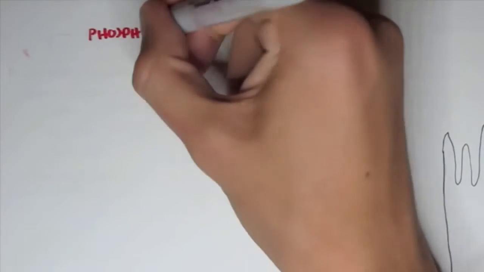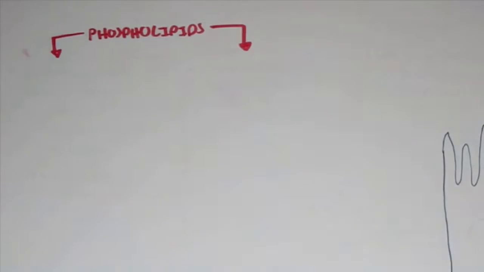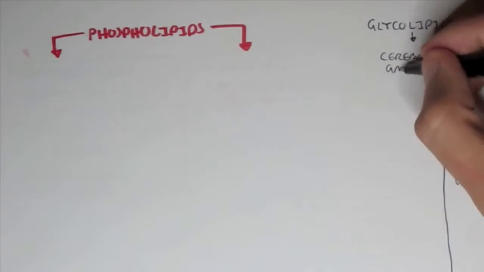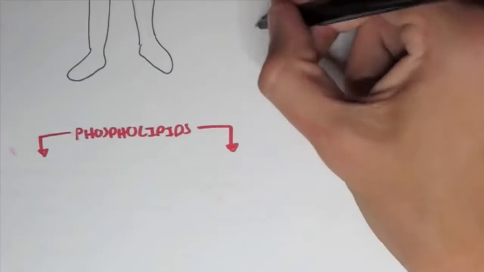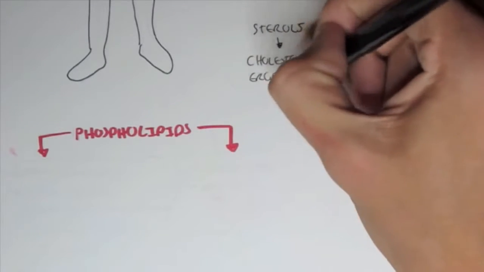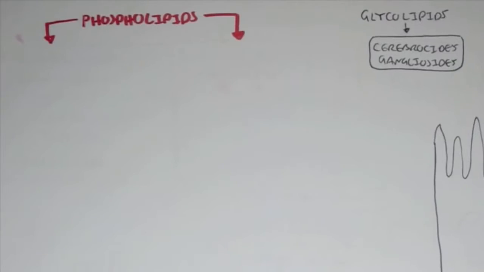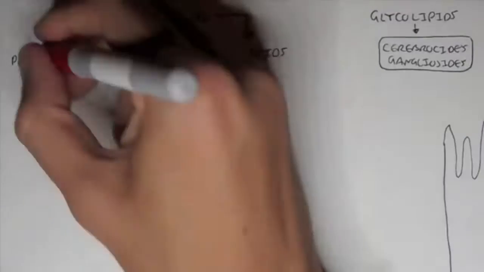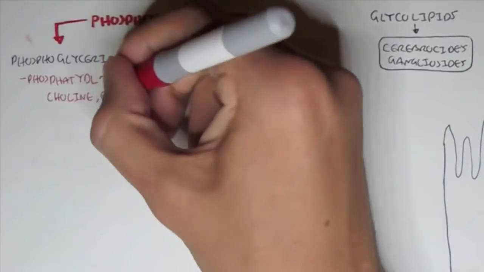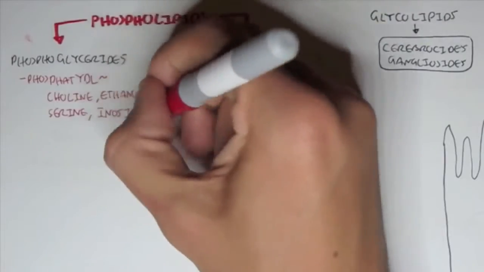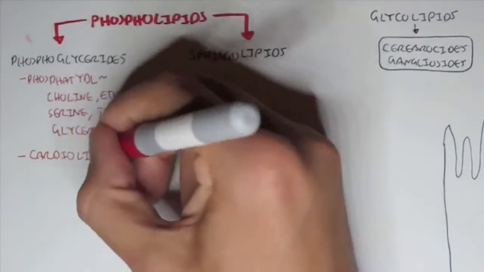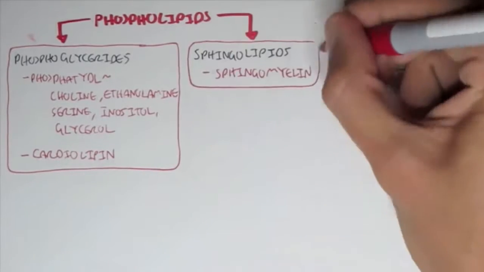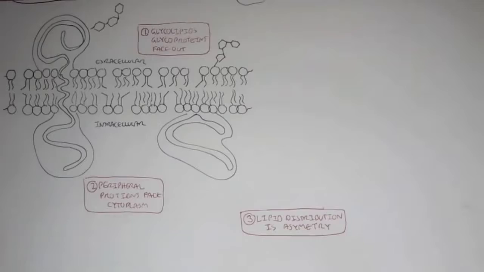Let's go back to the different types of the lipid membranes. We have the phospholipids, remember, and the glycolipids. Glycolipids are cerebrosides and gangliosides, and then we have also the sterols composed of cholesterol, which we're about to look into later. The phospholipids are composed of the sphingolipids and the phosphoglycerides. For the phosphoglycerides, we have phosphatidylcholine, phosphatidylethanolamine, phosphatidylserine, phosphatidylinositol, phosphatidylglycerol, and cardiolipin. For the sphingolipids, we have sphingomyelin. So these are the different types of lipid membranes, right?